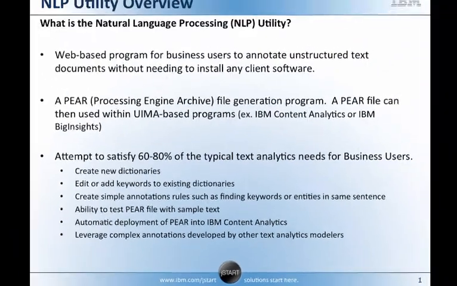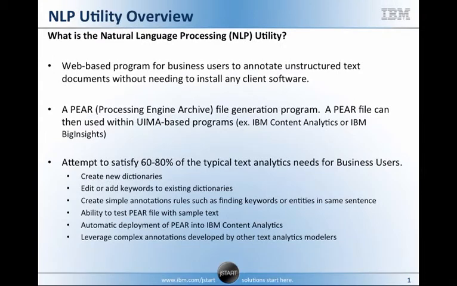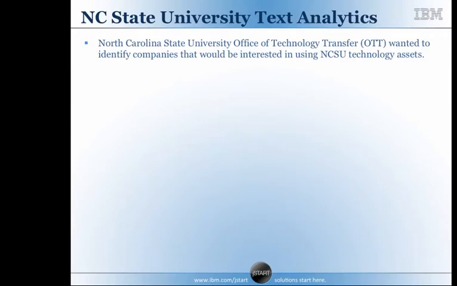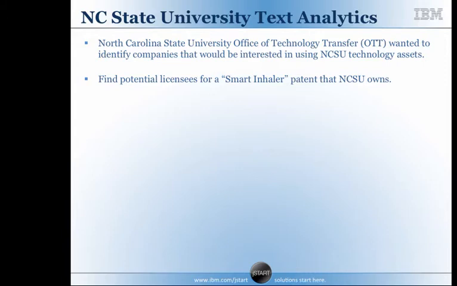So, let's take a look at a text analytics use case and see how the NLP utility could be used to easily create text analytics rules. Our IBM jStart team worked with the North Carolina State University Office of Technology Transfer staff who wanted to identify companies that would be interested in using NCSU technology assets. One particular patent owned by NCSU was for a smart inhaler device, which is a targeted drug disposition mechanism.